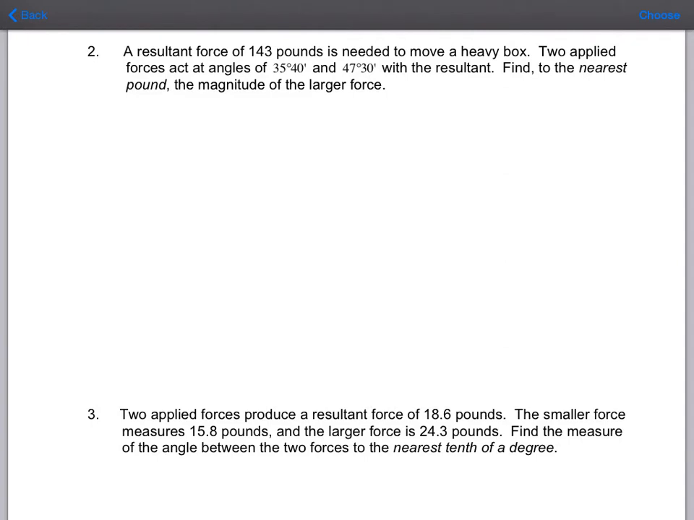A resultant force of 143 pounds is needed to move a heavy box. Two applied forces act at angles 35°40' and 47°30' with the resultant. Find to the nearest pound the magnitude of the larger force. Okay, so let's draw that. We have our large force and our smaller force. Here's our resultant. Hence we have, let's draw that a little bit better, a parallelogram.